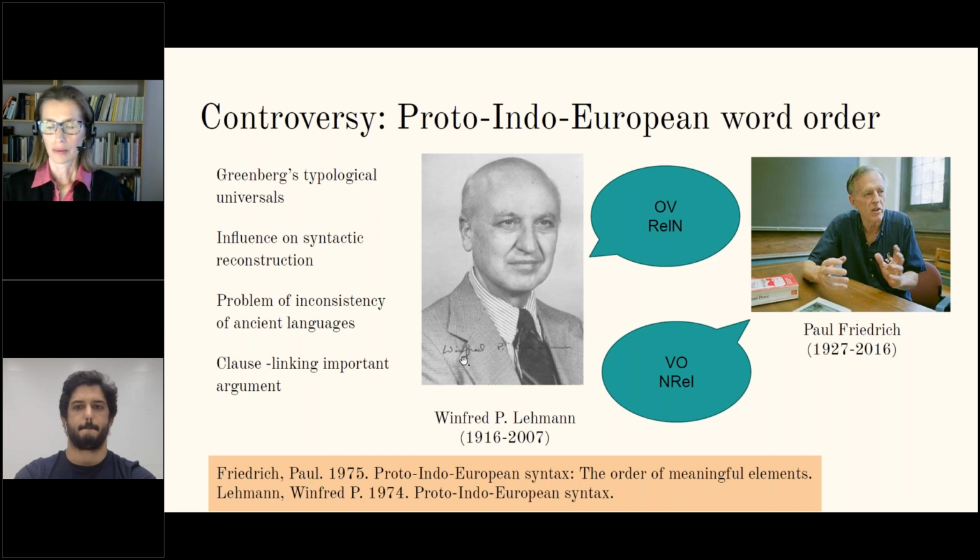Then there is another further controversy which arose as a result of Greenberg's typological model in the 1960s. The basic idea was that a reconstructed proto-language would be consistent in, for instance, word order harmonies. And a problem here was the relative clause linking in ancient languages, which is inconsistent. And this led to two different positions on whether Indo-European was left branching or right branching.